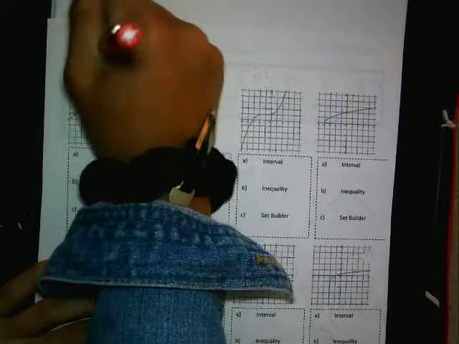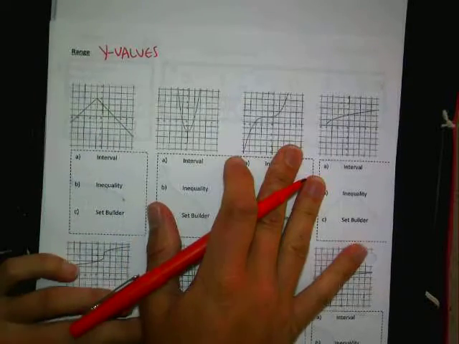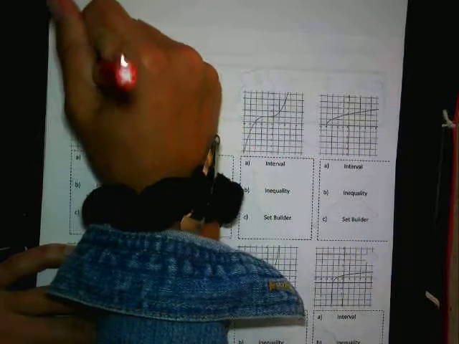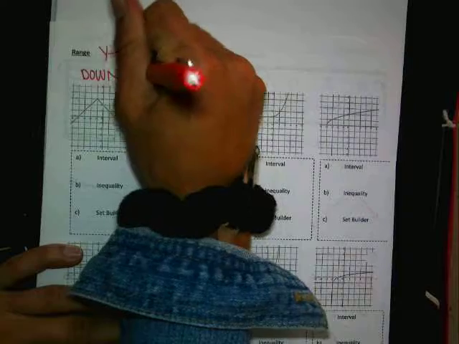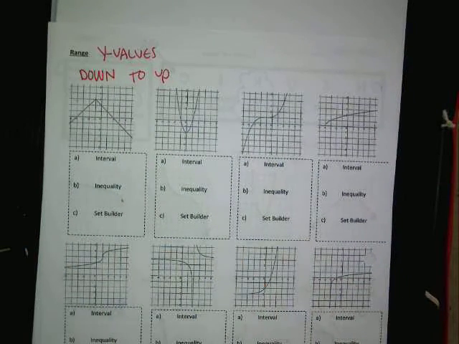Alright, so today we are doing range. Range is going to be very similar to domain, but we're using the y values. So range are y values. And for the range, you are going to go down to up. You have to go down first. So think, how far down am I going first? Down to up.